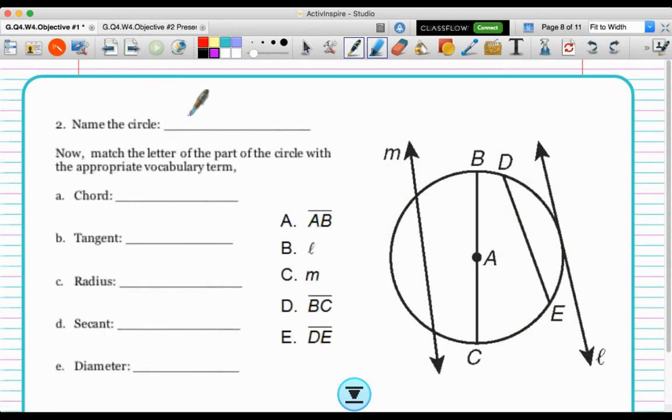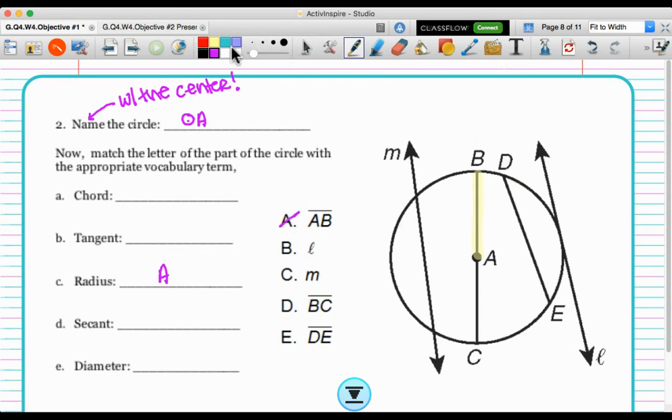Okay, how do we name this circle? With the center, circle A. So we're going to match the letter of the part of the circle with the appropriate vocabulary term. So I have A through E over here, and then A through E over here, and we're going to be using this picture. So what does AB represent if we look at this? AB, it's a radius.